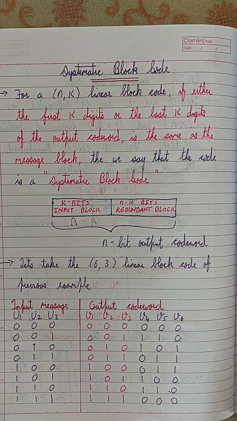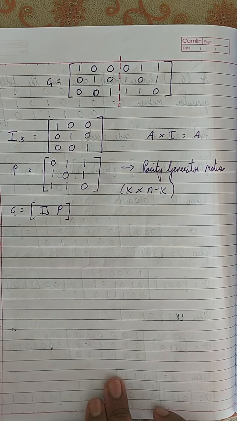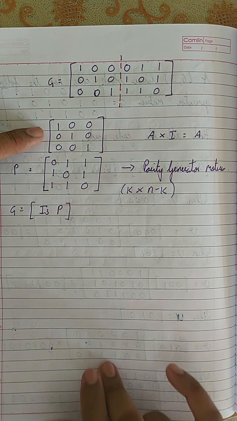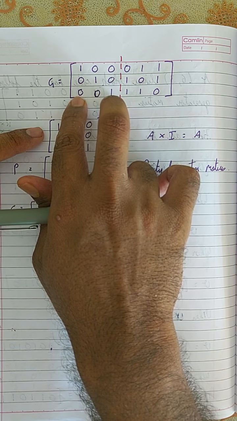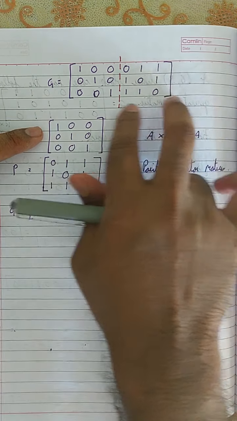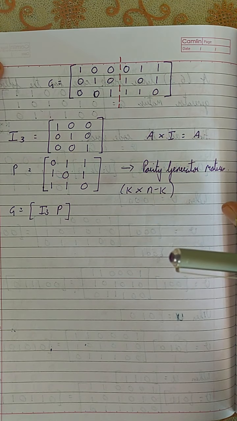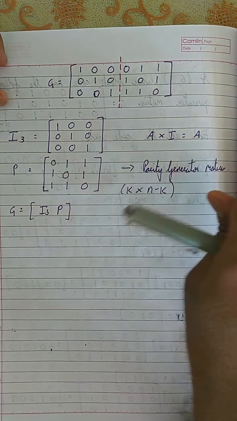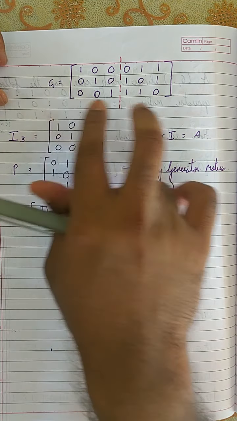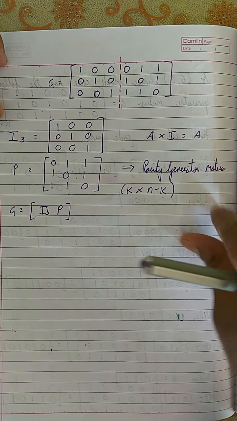So here in this example it is the first part. If the last part of the code word was the same as the message, then the position of the identity matrix would be over here, after the parity generator matrix. But here in this example, the position of the identity matrix is before the parity generator matrix.